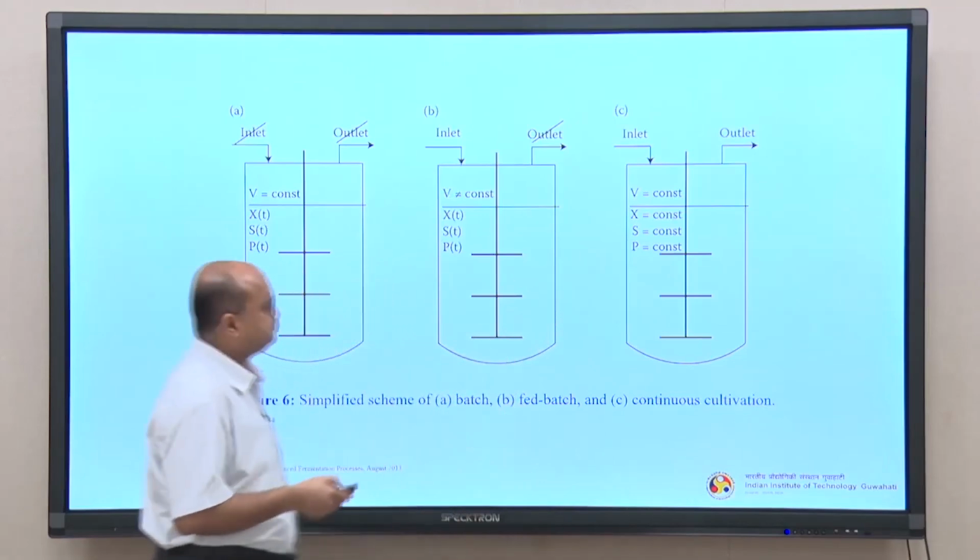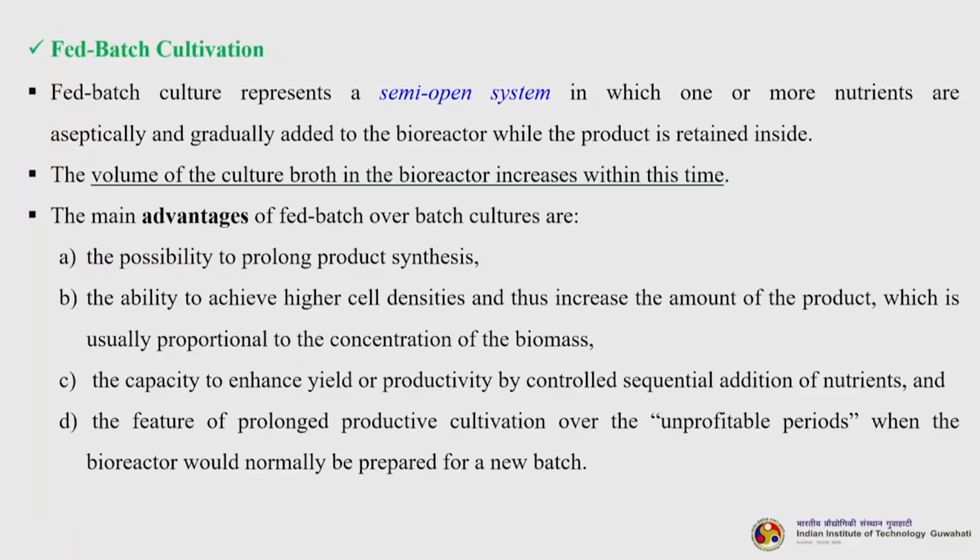Okay. So, the fed batch culture represents a semi open system in which one or more nutrients are aseptically and gradually added to the bioreactor while the product is retained inside. The volume of the culture broth increases with time. Now, the main advantages of fed batch over batch culture are the possibility to prolong product synthesis, the ability to achieve higher cell densities and thus increase the amount of the product, which is usually proportional to the concentration of the biomass, the capacity to enhance yield or productivity by controlled sequential addition of nutrients, and the feature of prolonged productive cultivation over the unprofitable periods when the bioreactor would normally be prepared for a new batch.